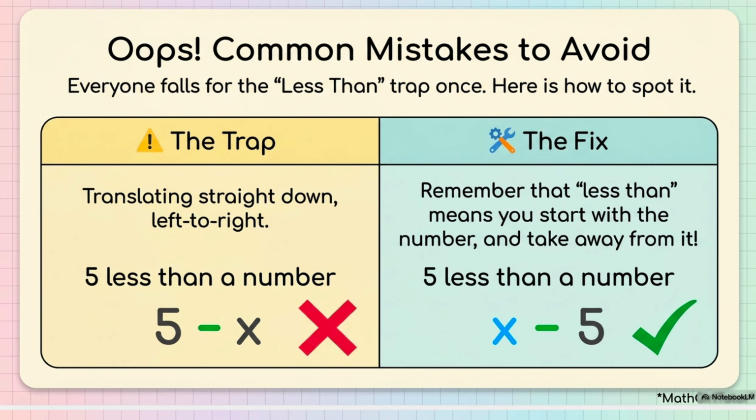One of the biggest mistakes is translating everything left to right without thinking about the meaning. For example, 5 less than a number is not 5 minus x. It should be x minus 5 because you start with the number and take 5 away from it. So anytime you see less than, stop and check the order carefully.